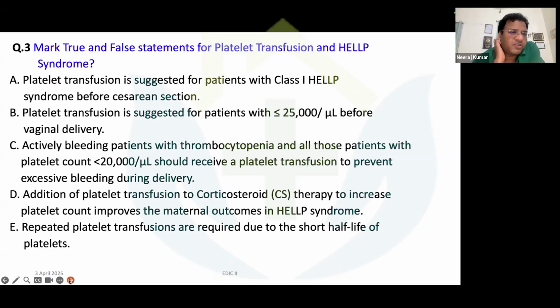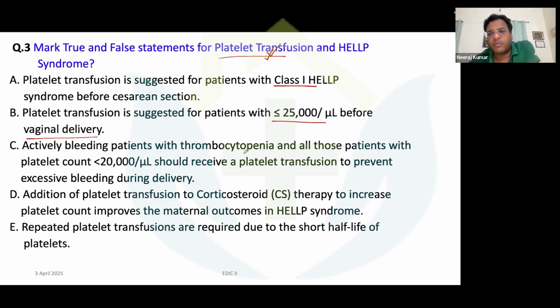Now coming to another question: mark the true and false statements for platelet transfusion. I want to check the knowledge regarding platelet transfusion and HELP syndrome. Platelet transfusion is suggested for the patient with class 1 HELP syndrome. Platelet transfusion is suggested for the patient with less than 25,000 platelet count before you want a vaginal delivery.